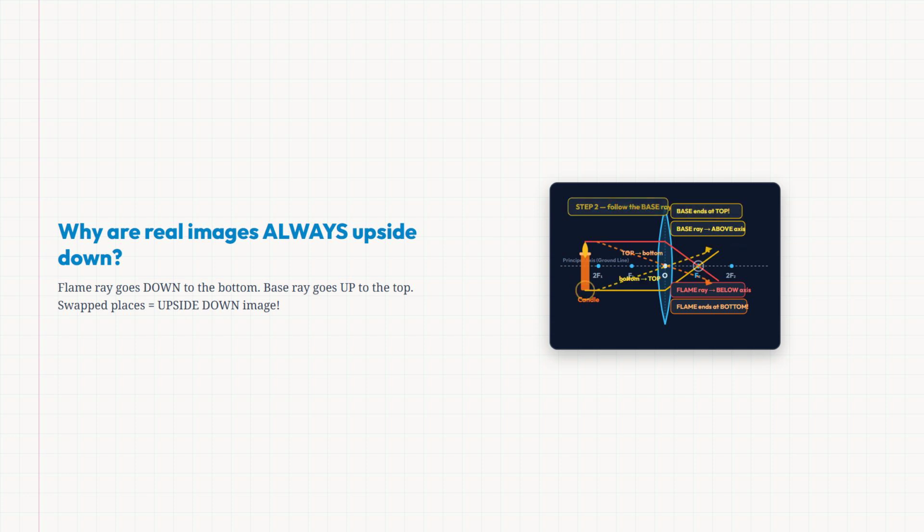So the flame went from top to bottom, the base went from bottom to top. They swapped places. Top became bottom, bottom became top. That is why the image is upside down. Real images are always inverted.